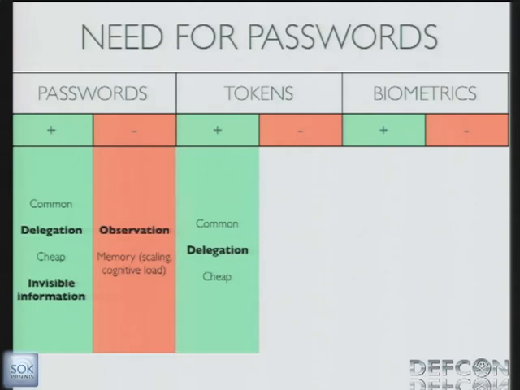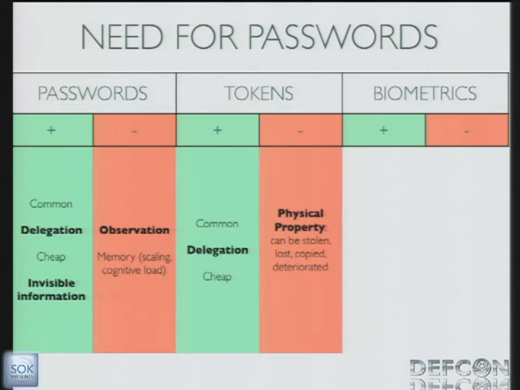Tokens are also cheap, like passwords, and they're commonly available. And you can delegate them. You can give someone your key. But it is a physical thing. They can be stolen. They can be copied. They can be lost. And they can deteriorate. They can stop working.